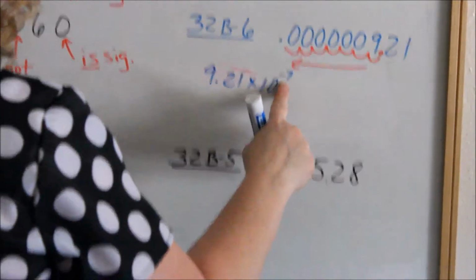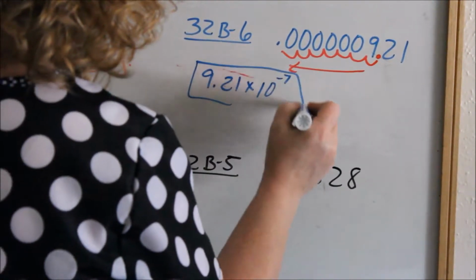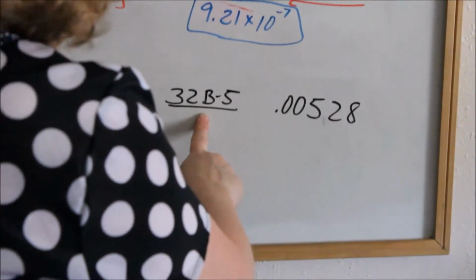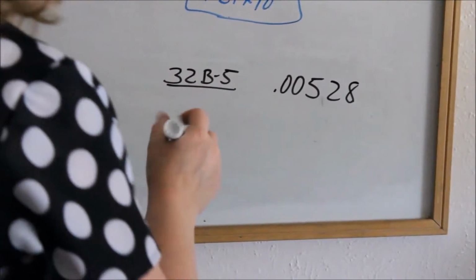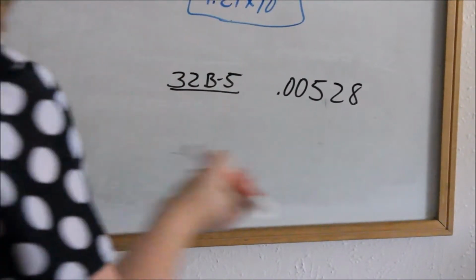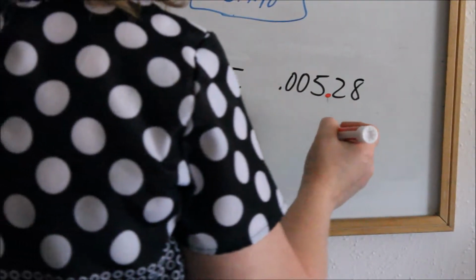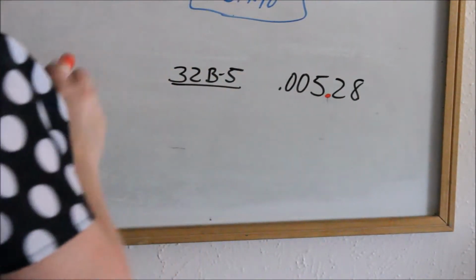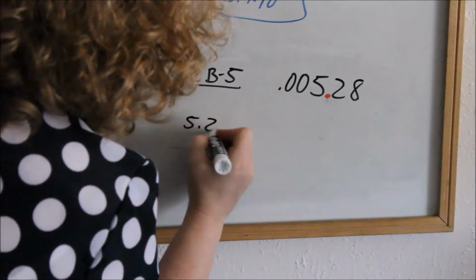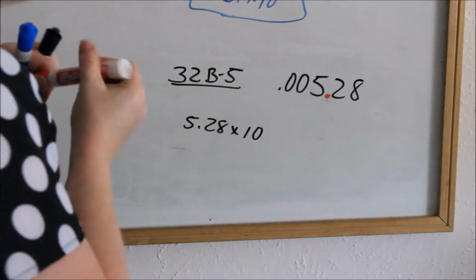Remember, negative exponents imply fractions. And so that would be that put in exponent or scientific notation. Now let's look at 32b5. Let's put this decimal into scientific notation. Remember, your general form is putting your decimal after your first significant digit. So therefore, it's going to be 5.28 times 10 to the something.